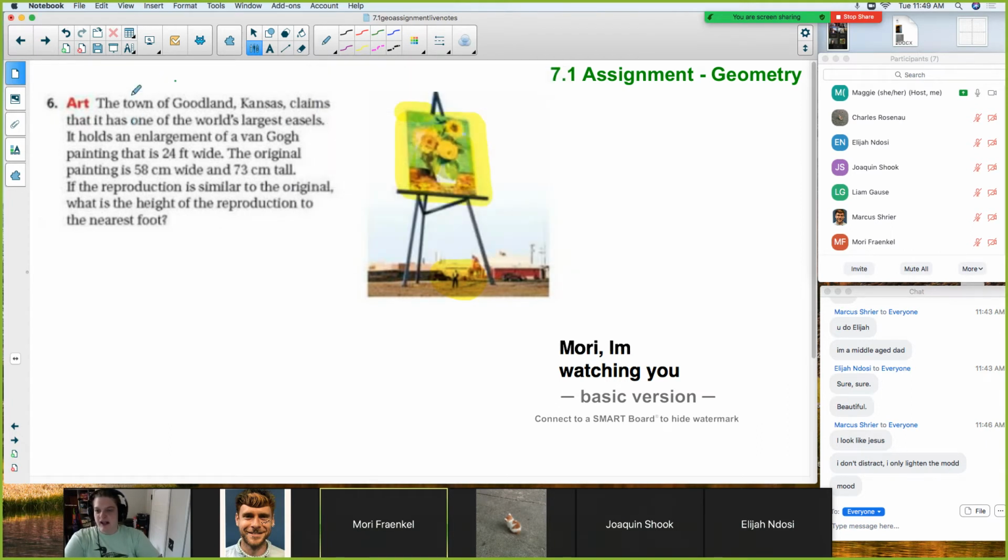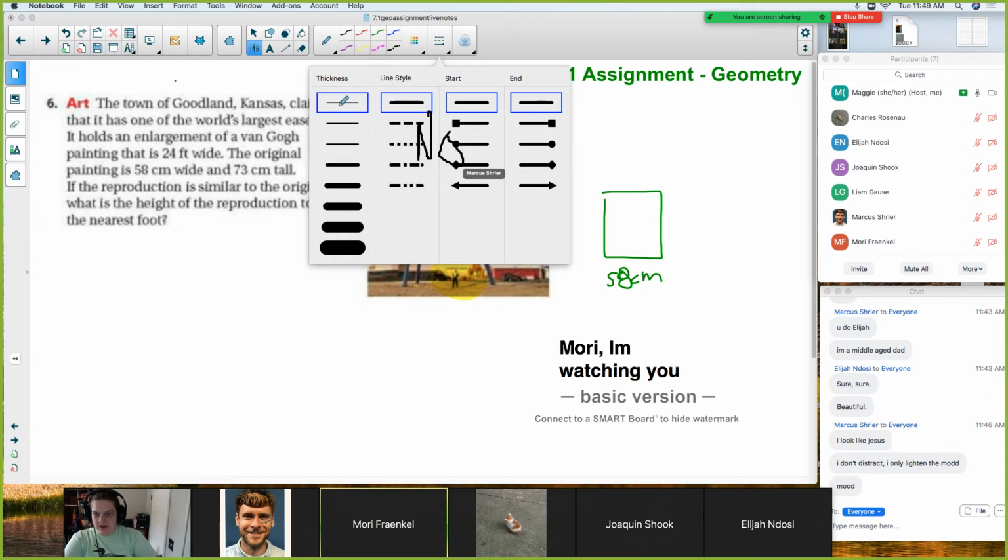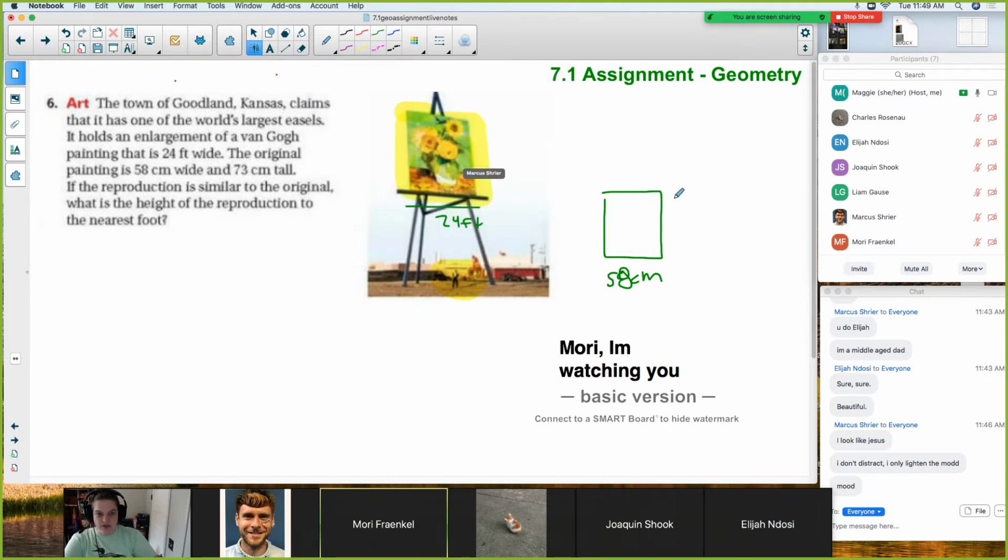All right. It claims that it has one of the world's largest easels, and it holds an enlargement of a Van Gogh painting that is 24 feet wide and 50. The original painting is 58 centimeters. Okay, so 24 feet wide here, and the original is supposed to be 58 centimeters. And then they say that the one that they have, we don't know its height, but we know that this one is 73 centimeters tall. And so we need to know what this height measure is in feet.